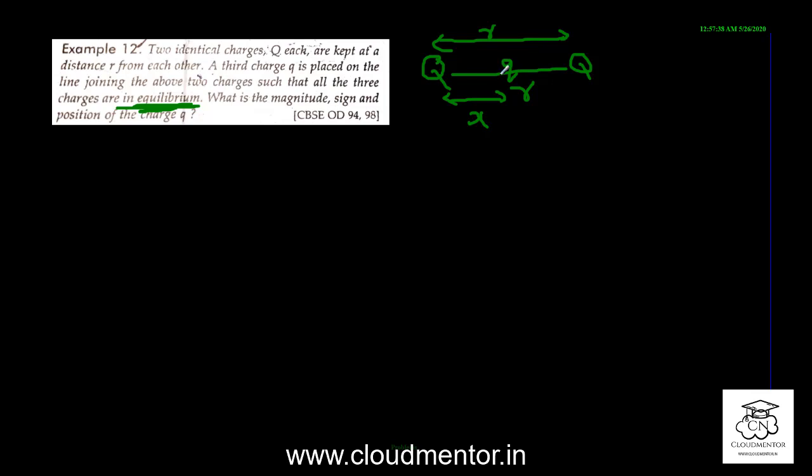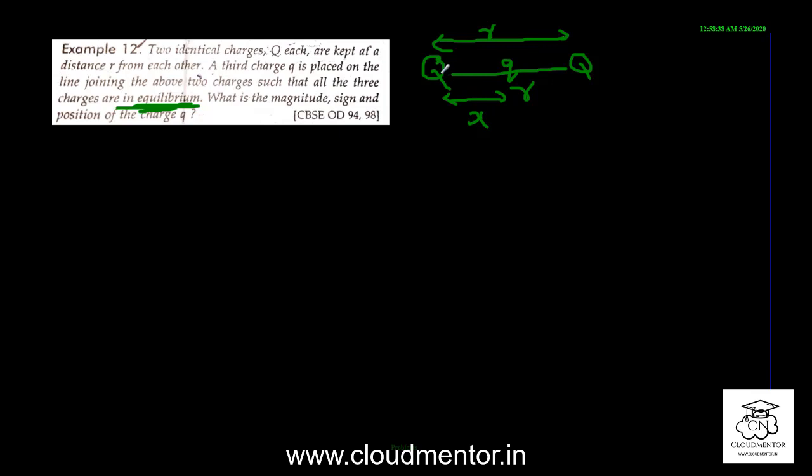So for the third charge q, the force on q will be in equilibrium if and only if the force applied on it by the charge Q on the left side is equal to the force applied by the charge Q on the right side, and opposite to it. That is the middle one, q. So we can now equate the forces.